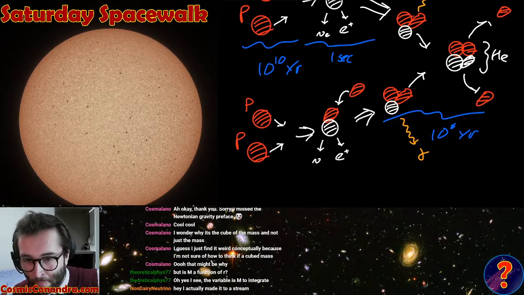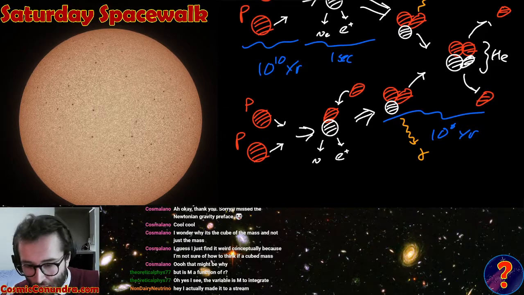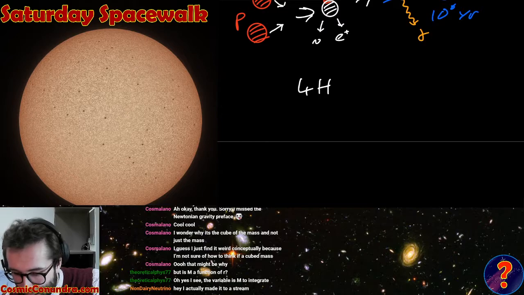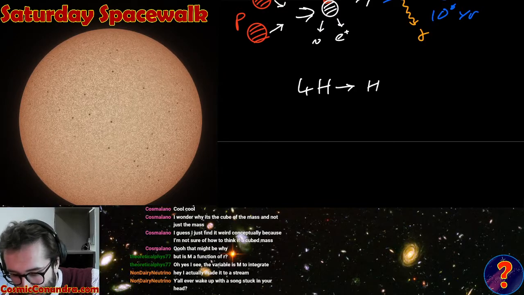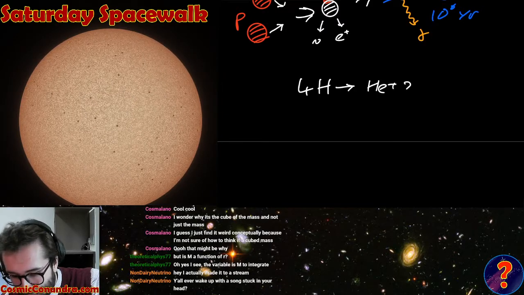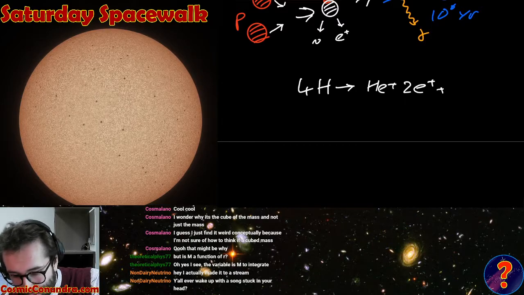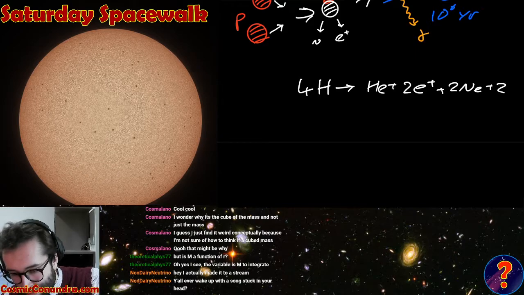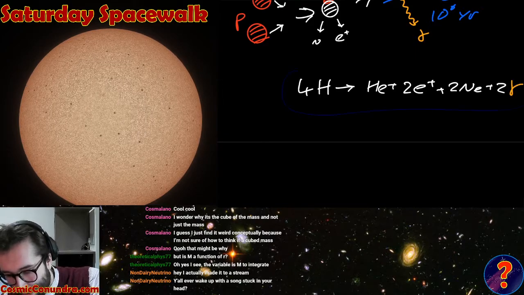Okay. So overall, this reaction looks like we start off with 4 hydrogen nuclei, and we end up with 1 helium nucleus, 2 positrons, 2 electron neutrinos, and 2 gamma rays as well that are sort of shot out.